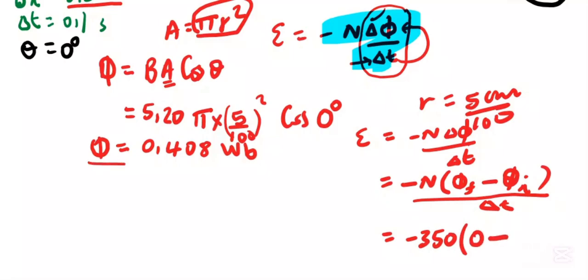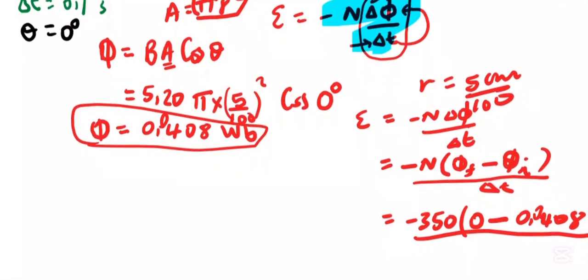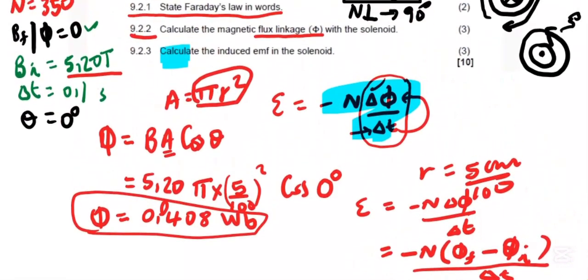Then the initial magnetic flux is 0.0408. Then divide by delta T, which is 0.1. So then we are done with this equation.